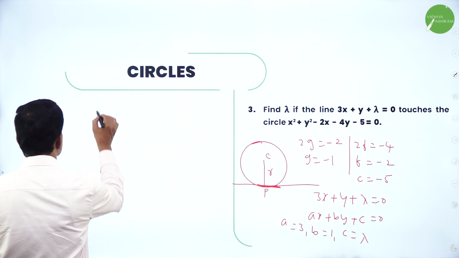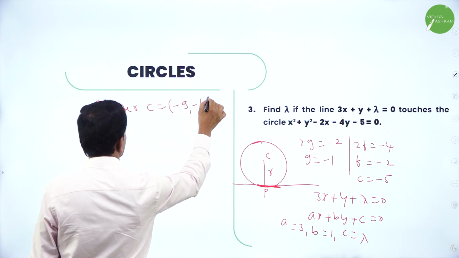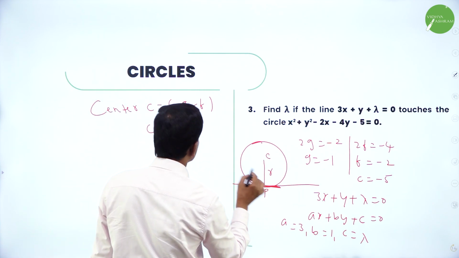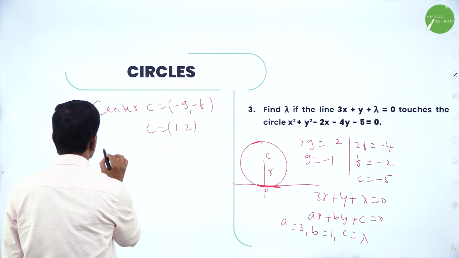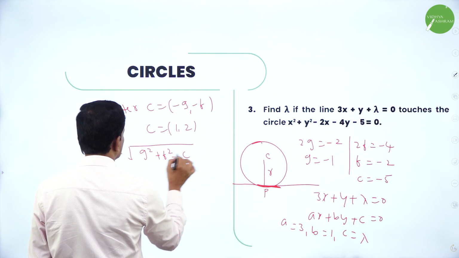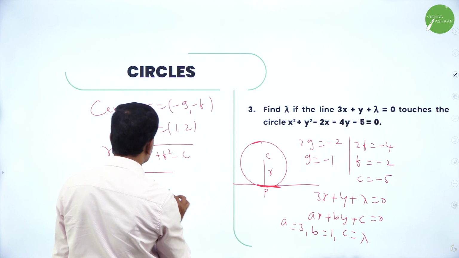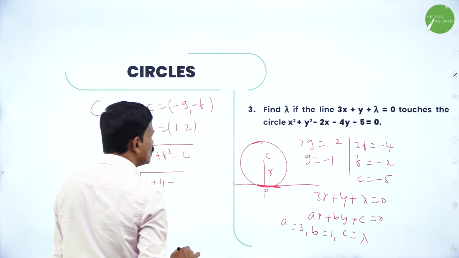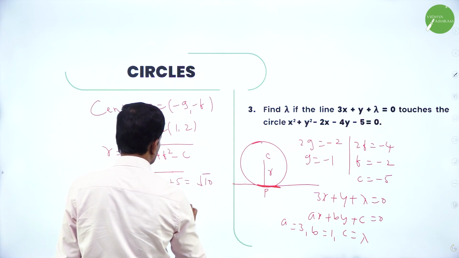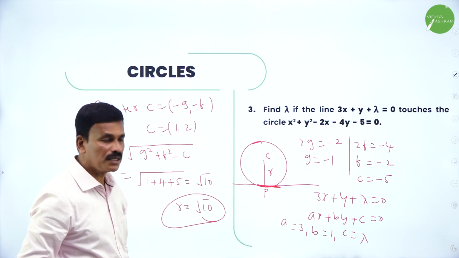Now, just find out the center. Center is minus g comma minus f, that is minus of minus 1 is plus 1 and minus of minus 2 is plus 2, and the radius r is equal to root of g square plus f square minus c. G square, 1 square is 1, plus f square, 2 square is 4, minus c, c is minus 5, so plus 5, that's equal to root 10. So, radius is equal to root 10. Now, just find out the length of perpendicular.